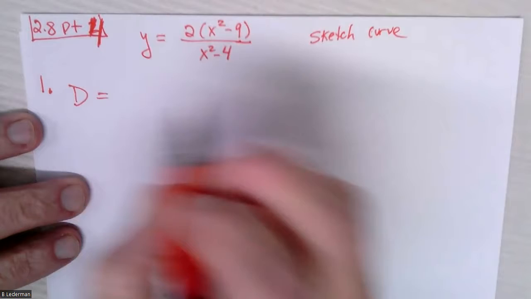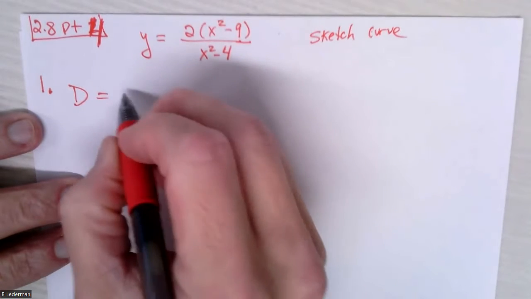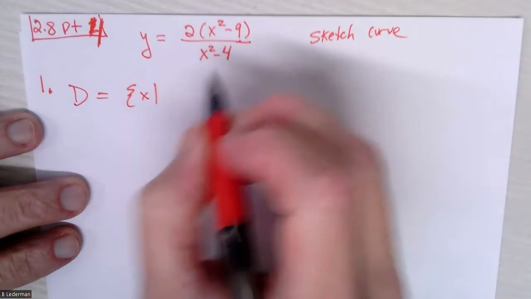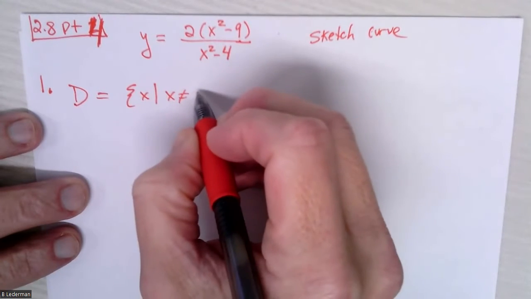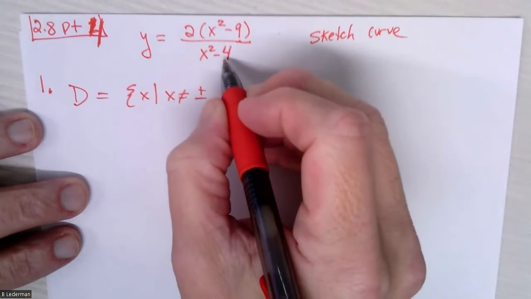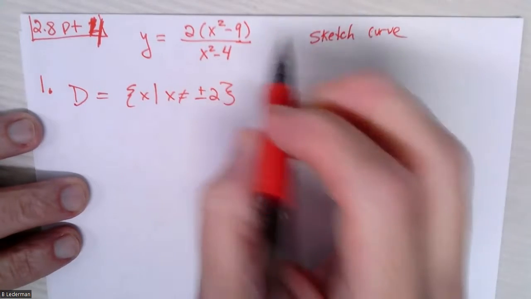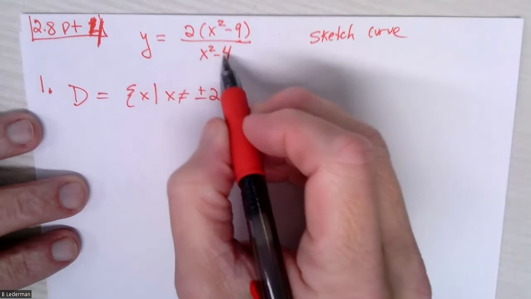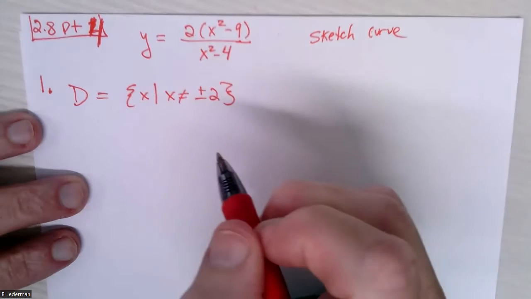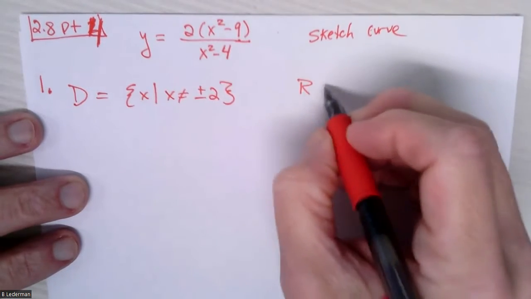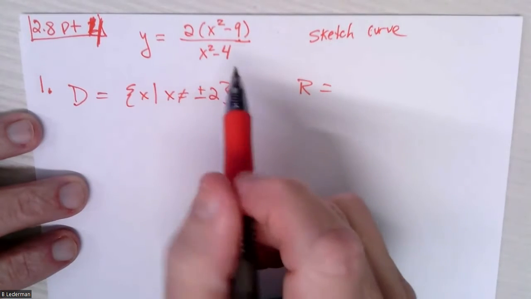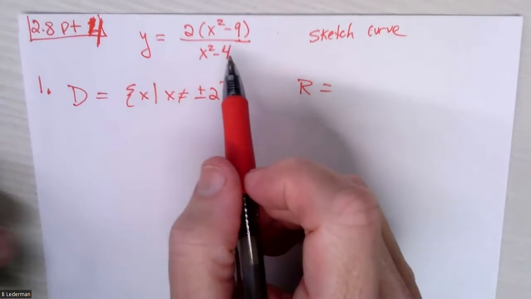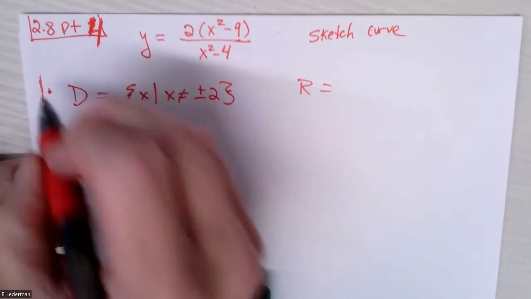So the domain is just going to be all real values of x, such that x does not equal plus 2 or minus 2. And the reason for that, of course, is because if x equals plus or minus 2, then the bottom of the fraction is going to be 0 and will be undefined, so therefore it's not part of our domain. The range, I'm going to save for later, and we're going to see it from the calculus. Okay, that was step 1.